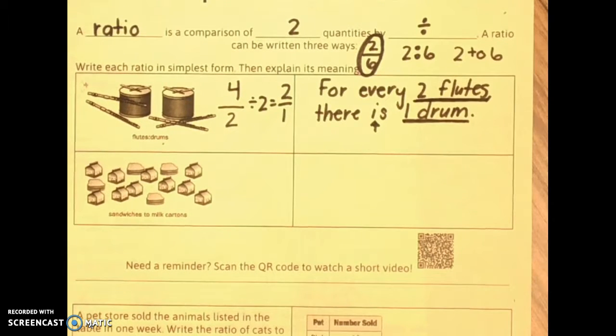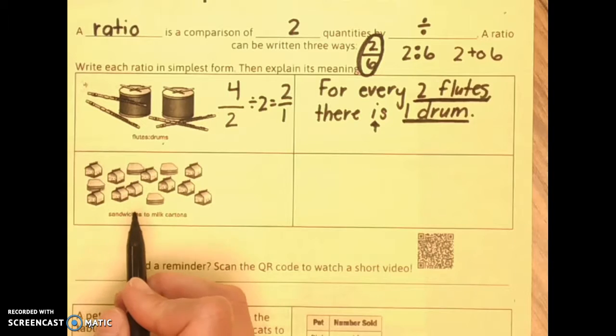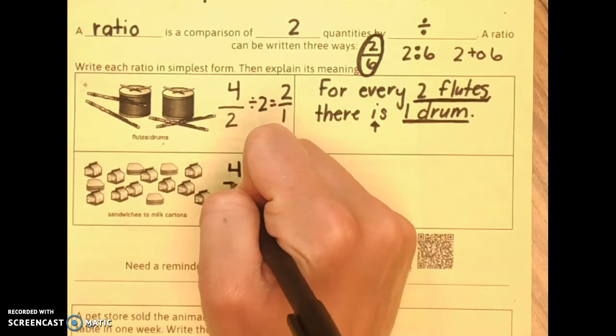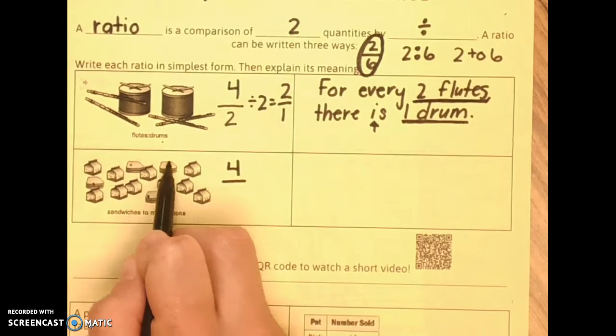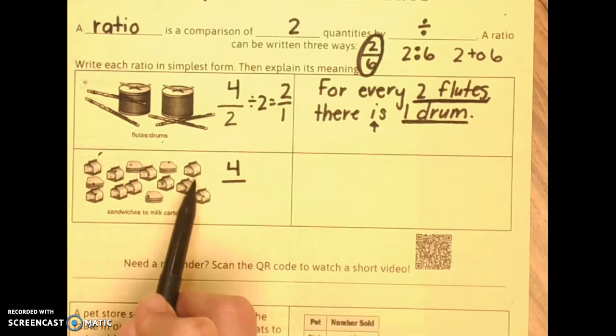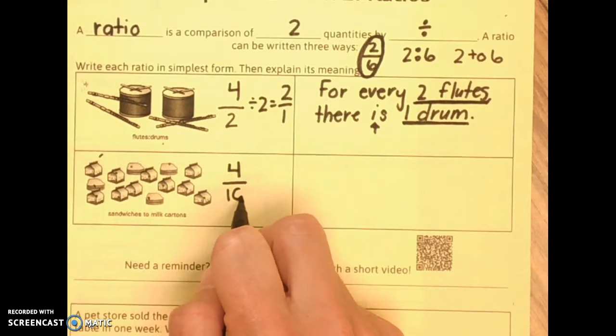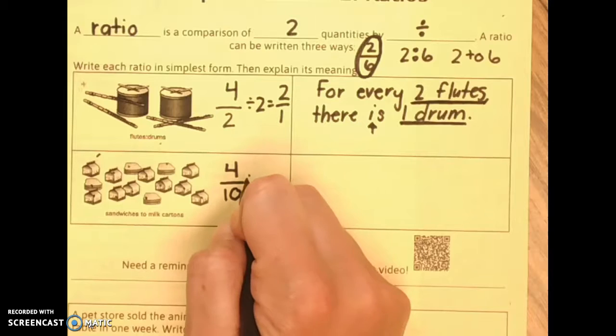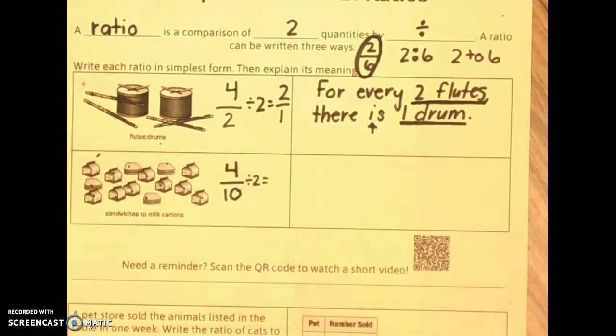Okay, now I'm going to make you hungry, and we're going to count sandwiches and milk cartons. What are they asking for first? Sandwiches. And how many sandwiches do we have? Four. One, two, three, four. Let's count our milk cartons. One, two, three, four, five, six, seven, eight, nine, ten. Who knows what we can do with that 4 and that 10? Nevaeh. We're going to simplify by 2. And what is our simplified ratio? Tori.